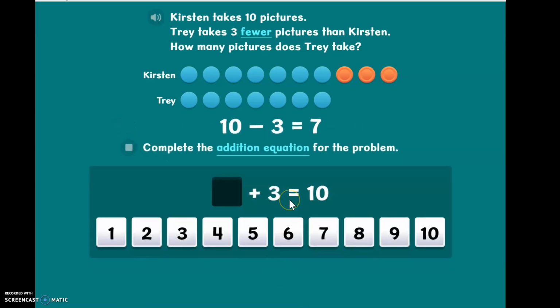Okay, and we know our parts for the problem. We know that 3 and 7 were the parts and 10 was the whole, so we know that 7 is the other part. Numberific!